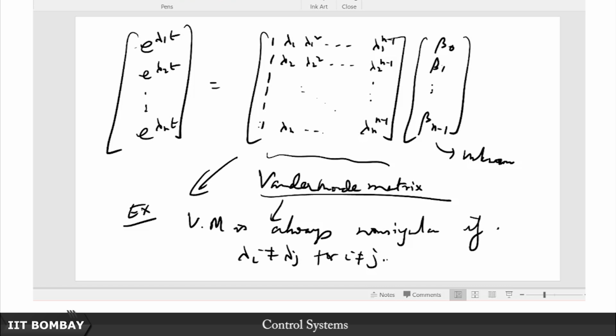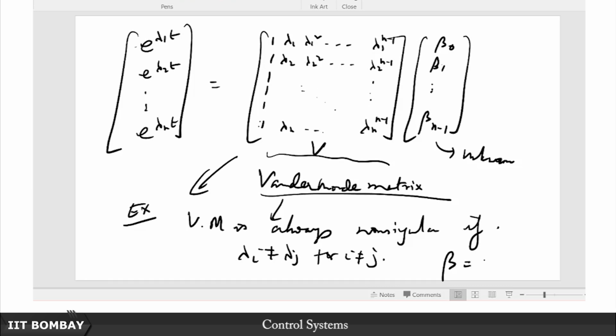So that means if you have all distinct eigenvalues, then this matrix is going to be non-singular, which means it is invertible, and therefore these betas, these coefficients, can always be determined. But remember that these coefficients will obviously be functions of time, because if we call this matrix V, then your beta will be V inverse times the matrix e to the lambda 1 t, and so on and so forth, e to the lambda n t.